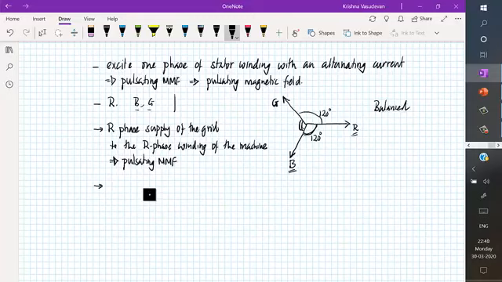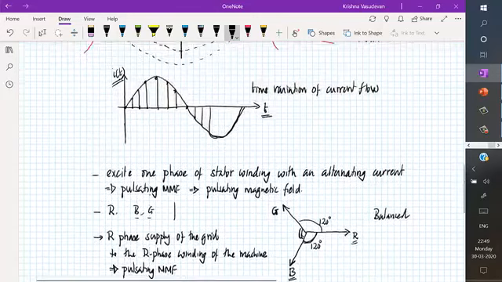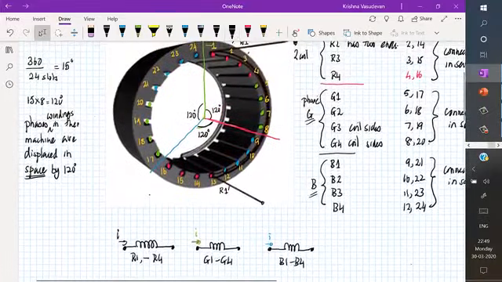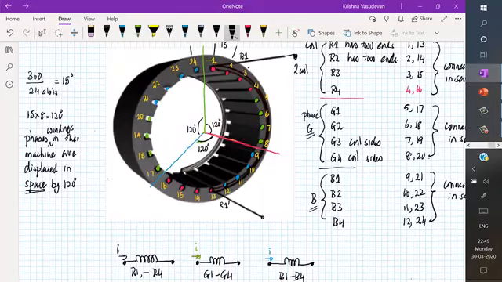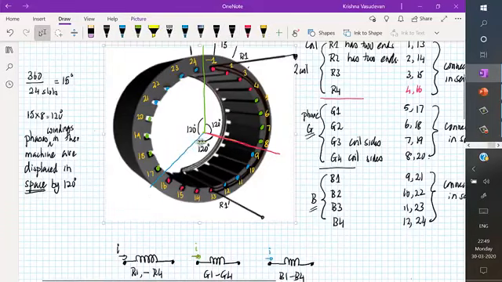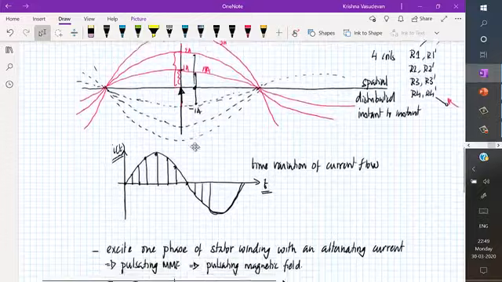So now let us say that the B phase of the grid supply is connected to the B phase of the machine. Remember, the axis of the B phase of the machine, the winding of the B phase of the machine, is space separated from that of the R phase by an angle of 120 degrees here, as we have seen, and we are going to give it a supply that is lagging that of R phase with respect to time by 120 degrees. And what would happen to that?